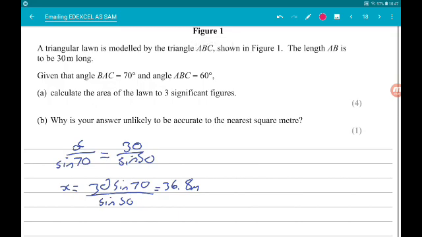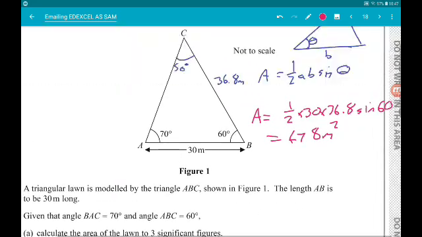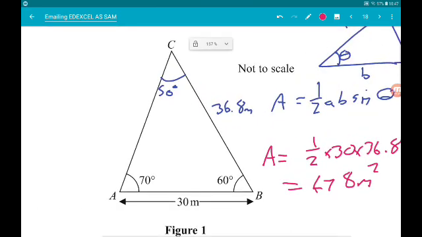So, bit of a strange one. I think what I would go for is it's highly unlikely that the angles in this garden are going to be exactly 60, 70 and 50. It's probably highly unlikely the sides are going to be exactly straight. Highly unlikely that this bottom length is exactly 30 meters. So that is obviously going to have an effect on the answer.